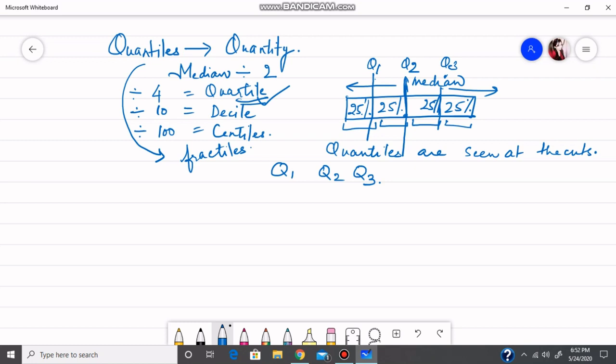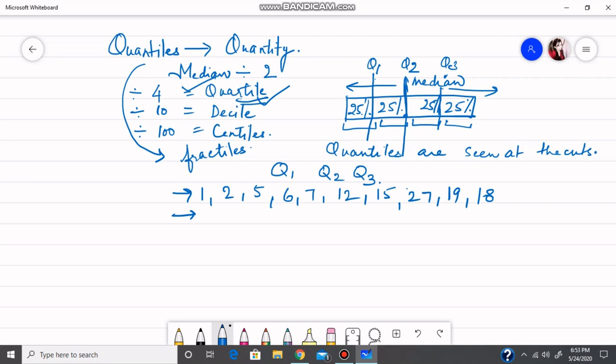So let's say I have the values 1, 2, 5, 6, 7, 12, 15, 27, 19 and 18. So we have certain values here. The first step to deal with the quantiles is that we would be requiring an ordered set. We have already seen that to work out the median we need to have an ordered set. So let's see how the order can be done.